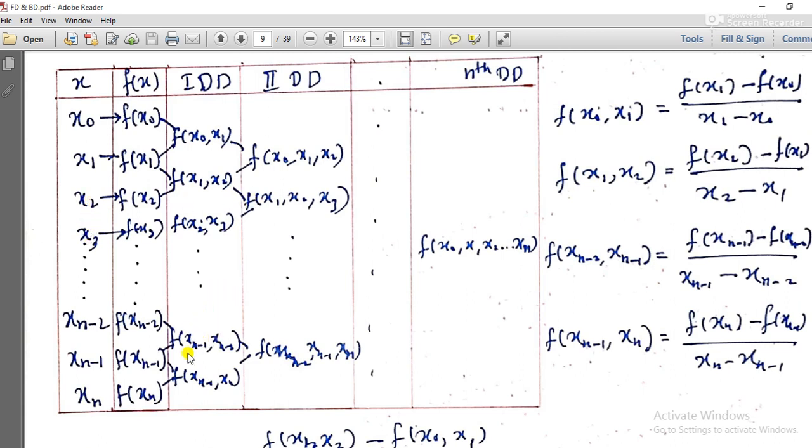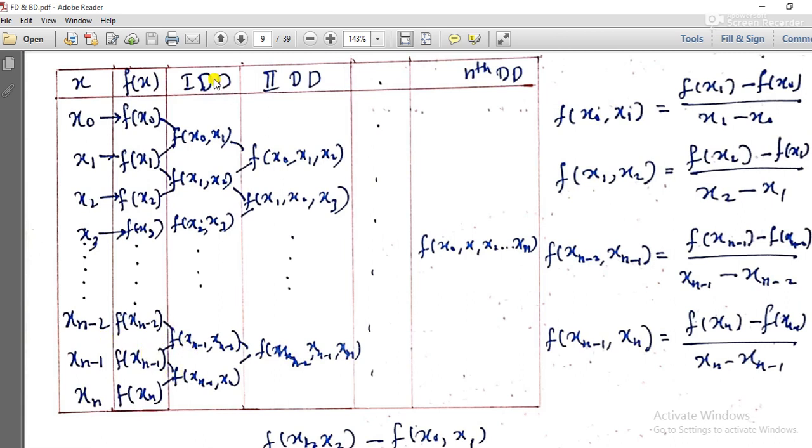For example, f of xn minus 1 comma xn minus 2 is f of xn minus 1 minus f of xn minus 2 divided by xn minus 1 minus xn minus 2, like that.